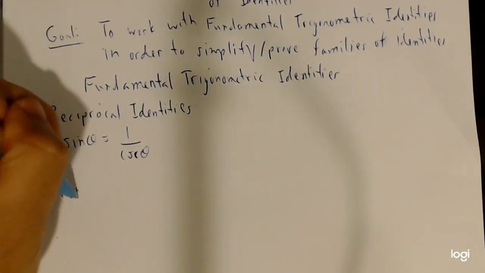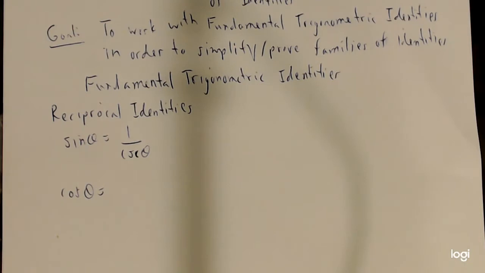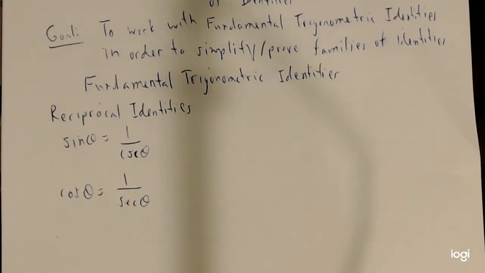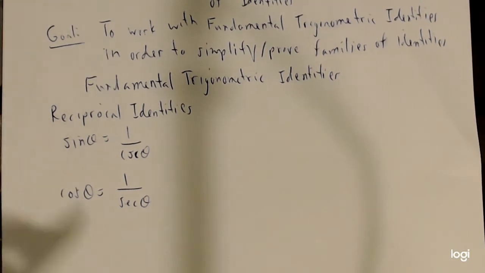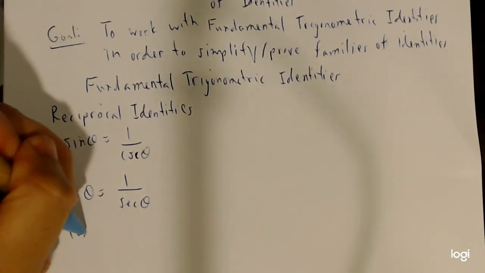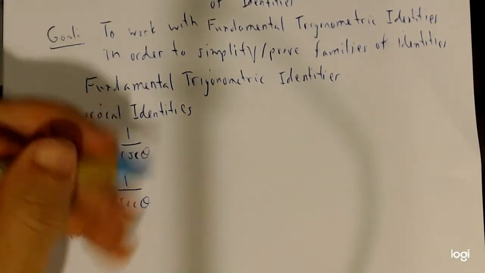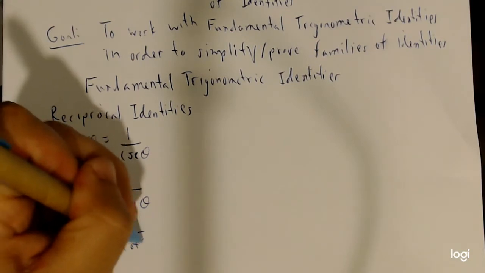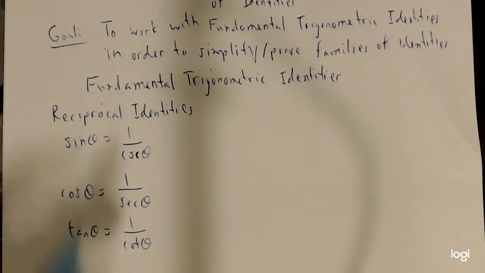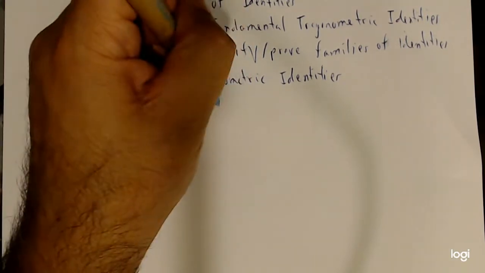Okay, so the other reciprocal identities we have: cosine of theta is 1 over secant theta. And same thing, we could also say secant of theta is equal to 1 over cosine of theta. So it's true both ways. And then the last pair of reciprocal identities are tangent and cotangent. So for example, we could write tangent of theta as 1 over cotangent of theta.